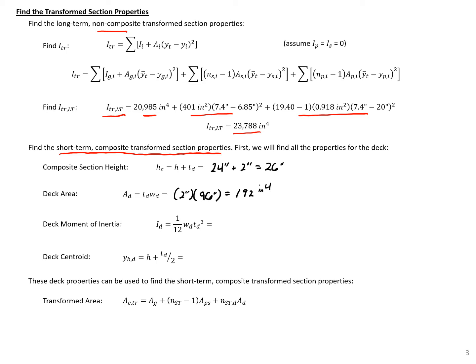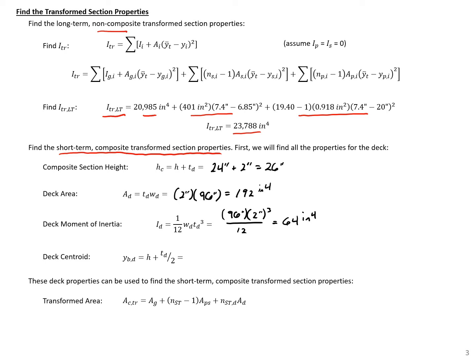The deck moment of inertia is going to be the width of the topping, 96 inches, times 2 inches to the third divided by 12, which will give us a value of 64 square inches, or inches to the fourth.